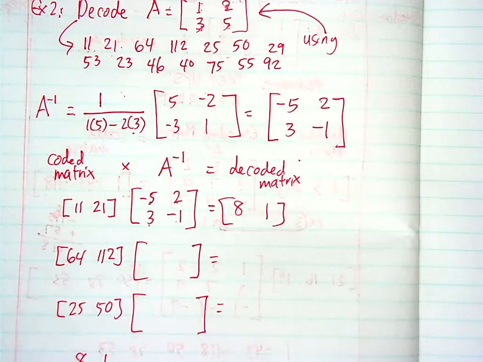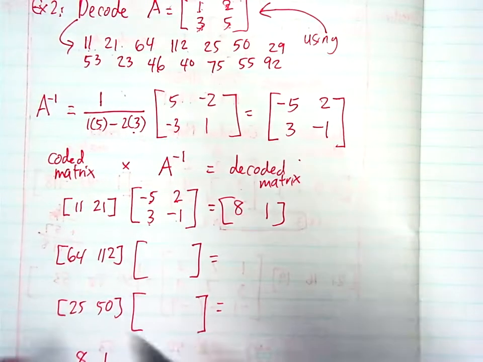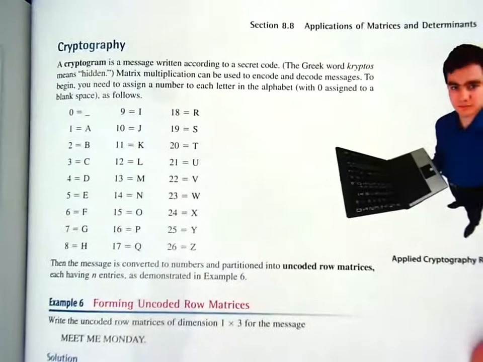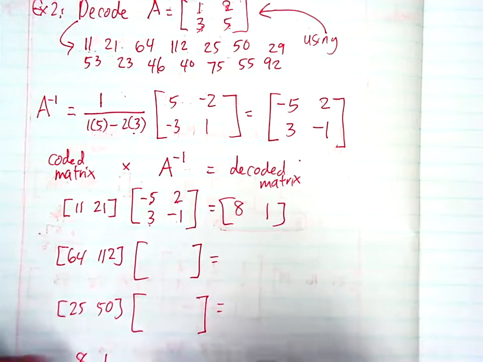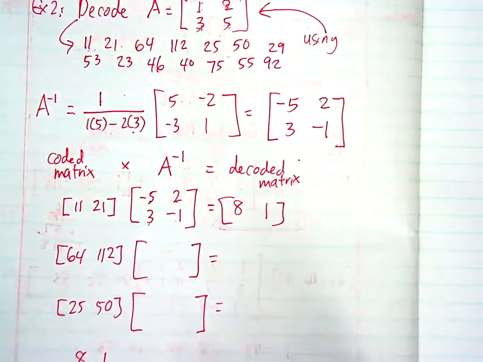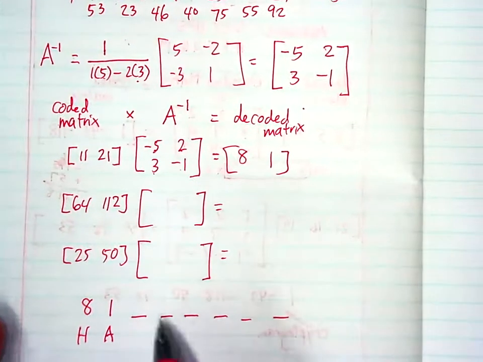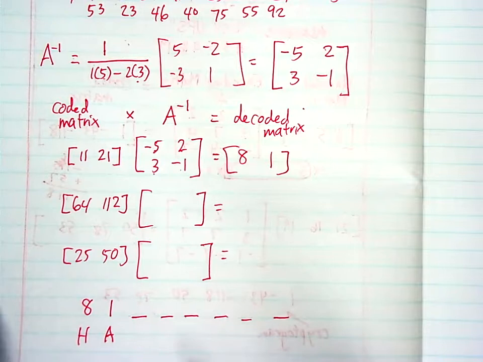And the message will say, well, I know I have to go back to the variables. Okay, so I know 8 is H, 1 is A, and then let's see if you can decode the rest of it and see what you get as an answer.